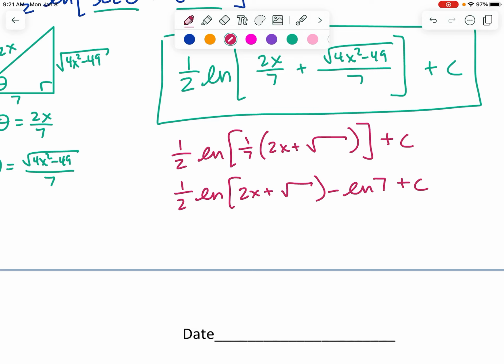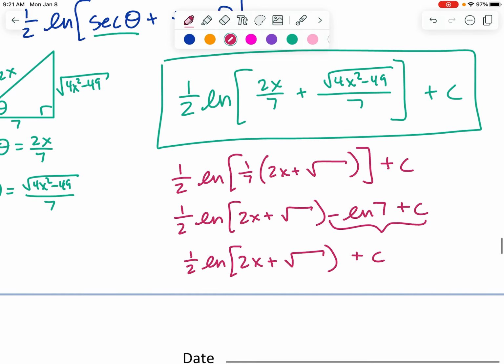But the really kind of nefarious one here that they could do is they could say 1/2 ln of 2x plus your radical, and then just say plus c. And what they did here is they just shoved the ln 7, which is just a number, into the c. And so just be on the lookout for that. If you get the answer in green here, great, I'm happy with that. But then just be aware, if it's a multiple choice, what they could do to try to trick you.